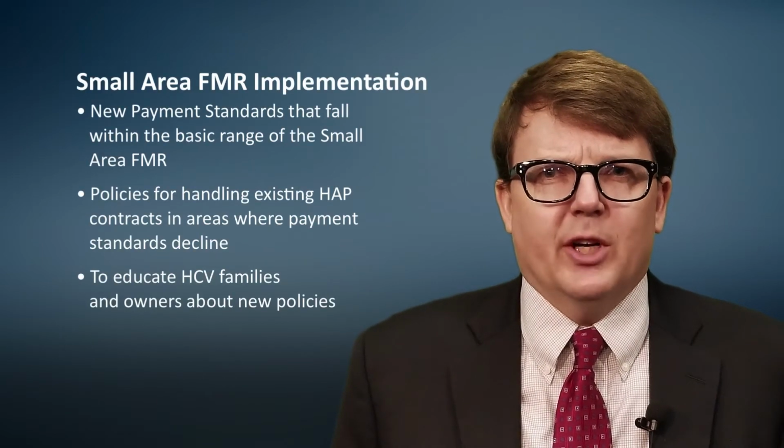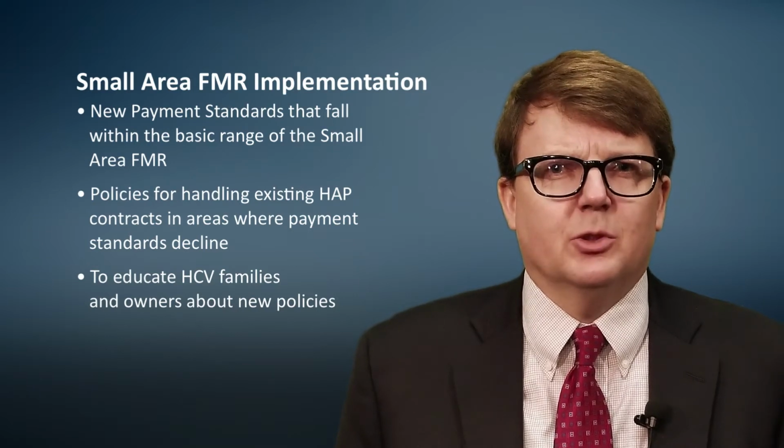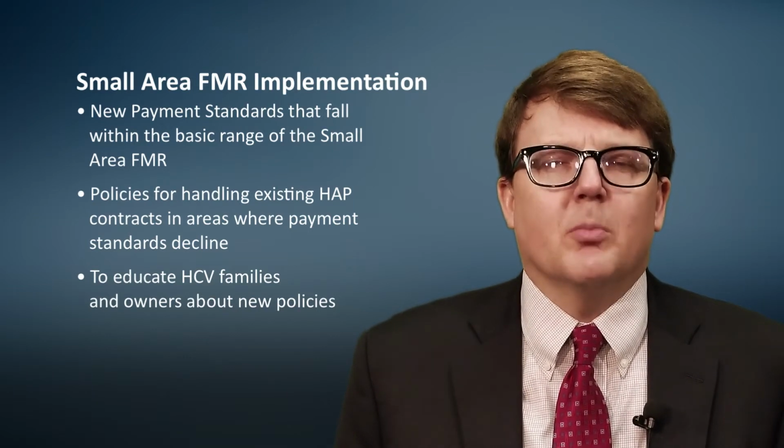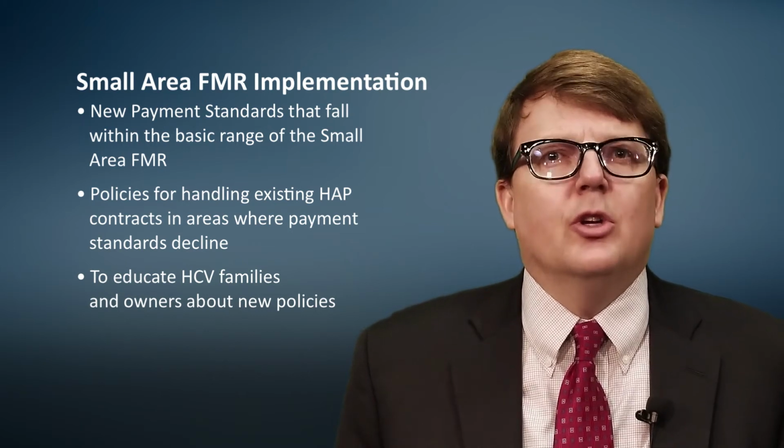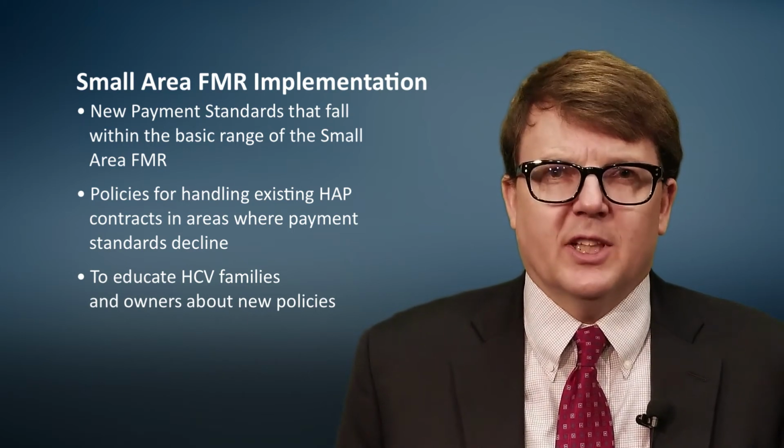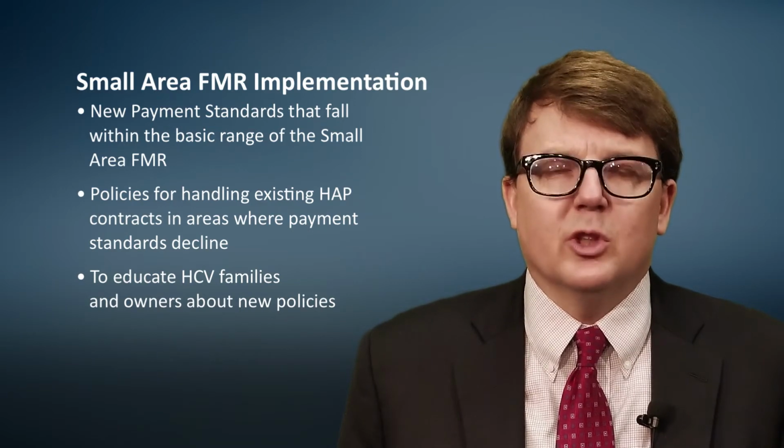PHAs that adopt small area FMRs will need to modify their payment standards to ensure they fall within the basic range of the new small area FMRs for each zip code. Note that in many of the neighborhoods where current voucher tenants are leased, the payment standard will be reduced. PHAs have some choice on when and how to apply these reduced payment standards to currently leased families. It is very important that you carefully consider how this policy change will impact your budget and voucher issuance policies. And as you know, PHAs will need to educate families and owners about the PHA's new policies and procedures. The balance of this webcast will discuss how to approach each of these tasks.